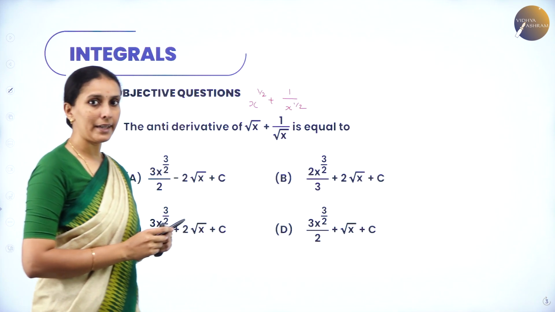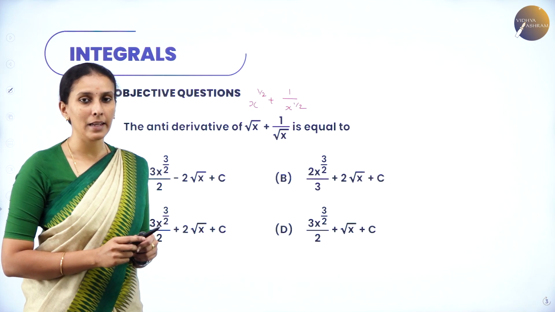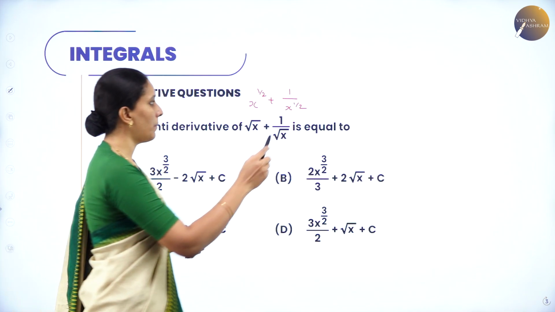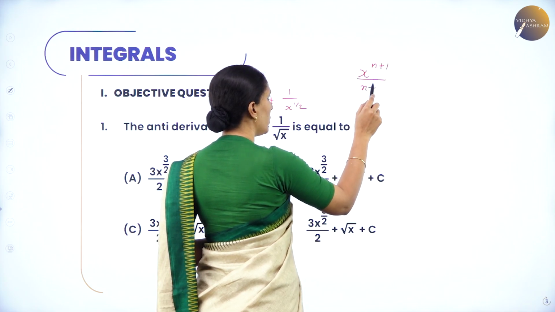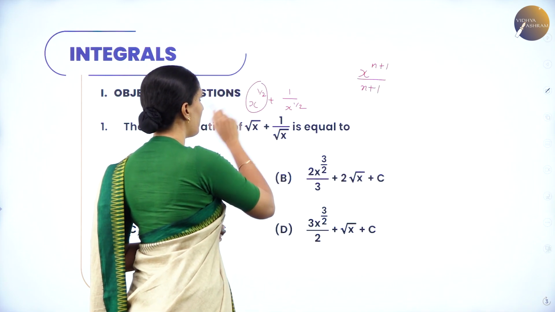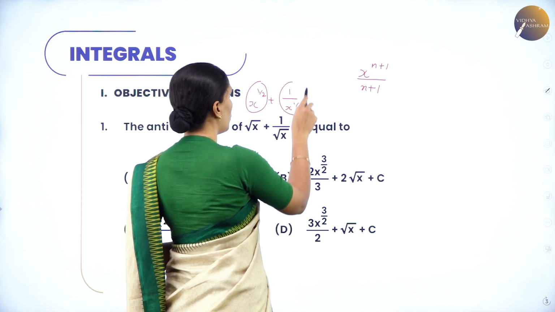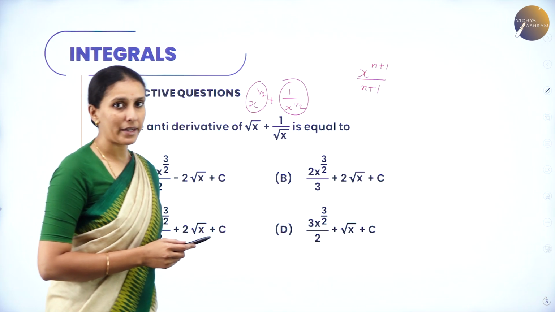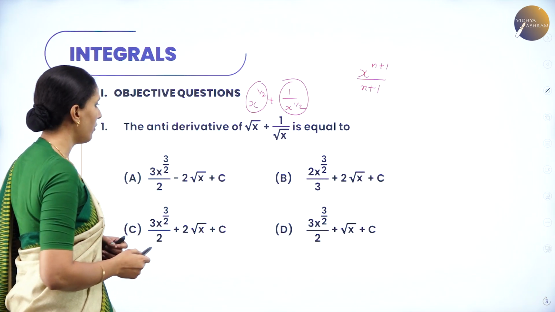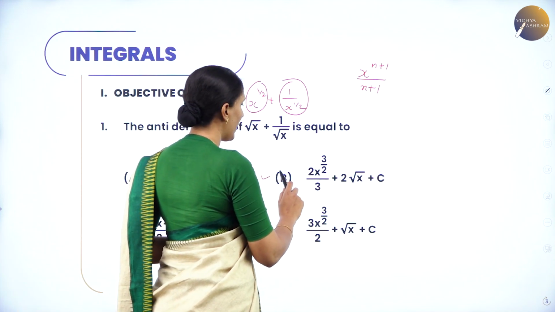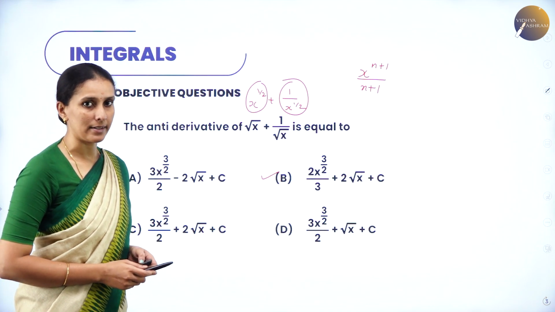If we apply the integration for this, we know that integration of x to the power n, any polynomial function, is x to the power n plus 1 divided by n plus 1. So using this formula, this will become x to the power 3 by 2 by 3 by 2, and this is 2 root x because the power is minus half plus 1 is half, so it becomes 2 root x. Therefore, we can see here 2 by 3 x to the power 3 by 2 plus 2 root x plus c is the correct answer.